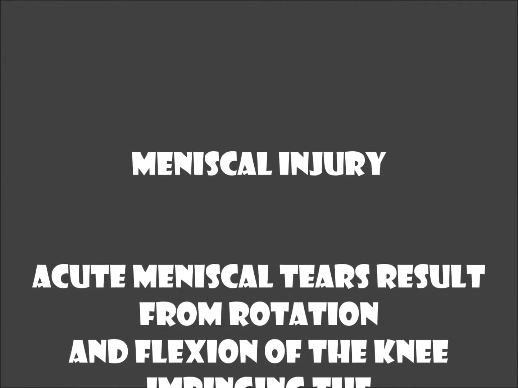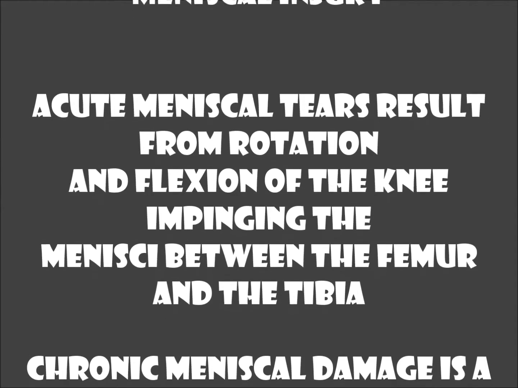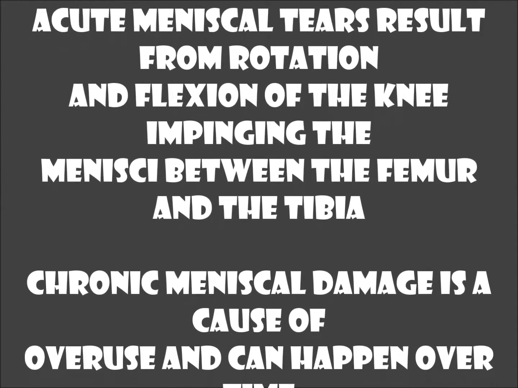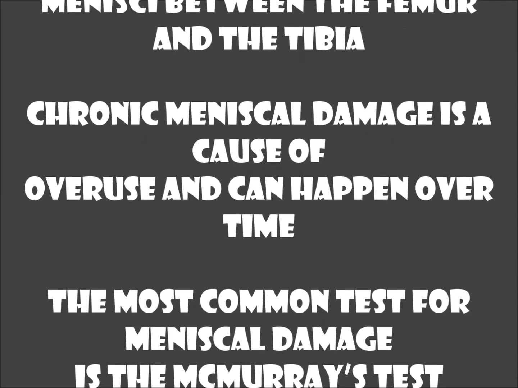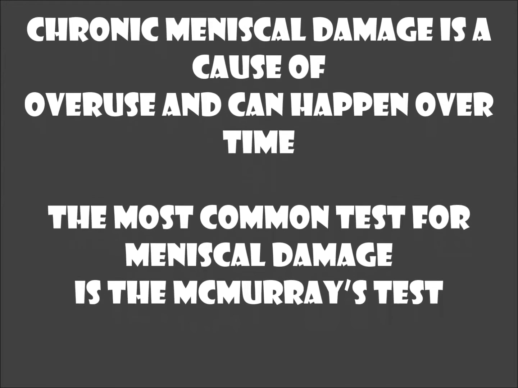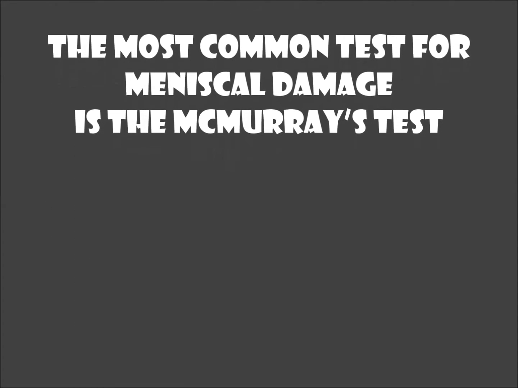The last knee injury we will be discussing will be meniscal injuries. An acute meniscal tear occurs from rotation and flexion of the knee. This causes impingement of the menisci between the femur and the tibia. A chronic form of meniscal damage is caused by overuse and can happen over time. The most common test for meniscal damage is McMurray's test.